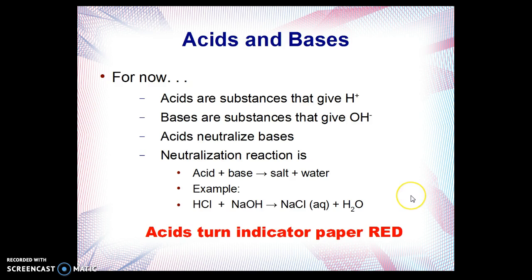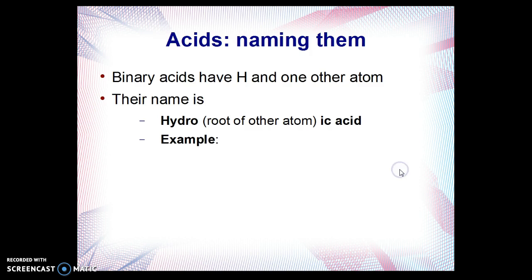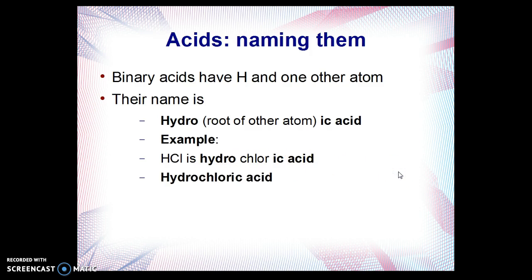Acids turn indicator papers red. Binary acids have hydrogen and one other atom. Remember, binary means two elements in the compound. Their name is hydro something ic acid, and the something is the root of the other atom. So for example, HCl is a binary, and it's hydrochloric acid, hydrochloric acid.